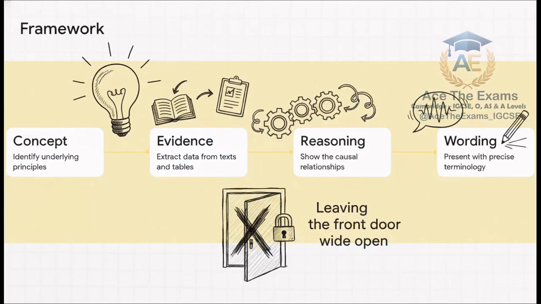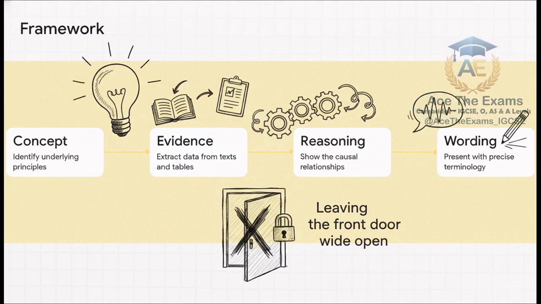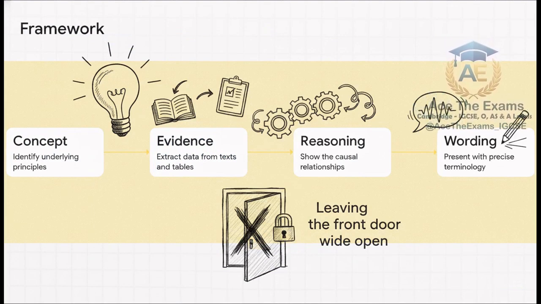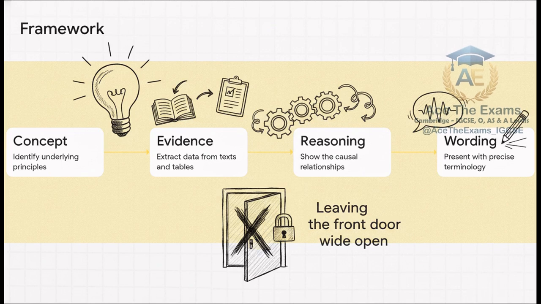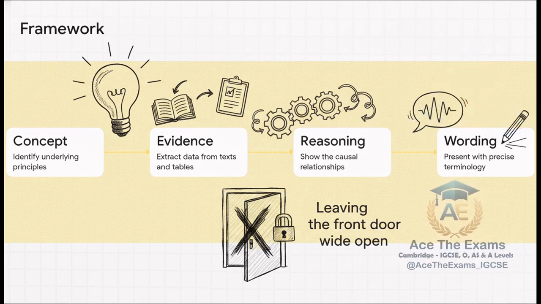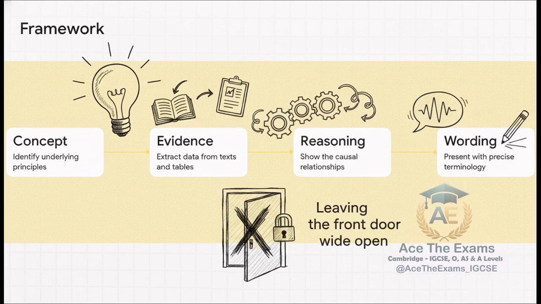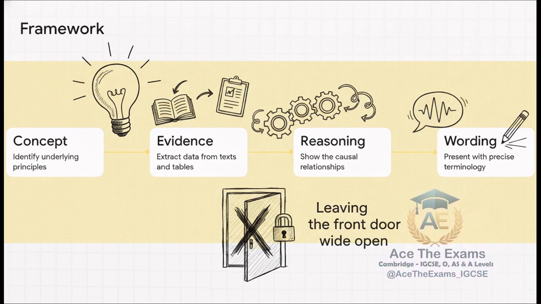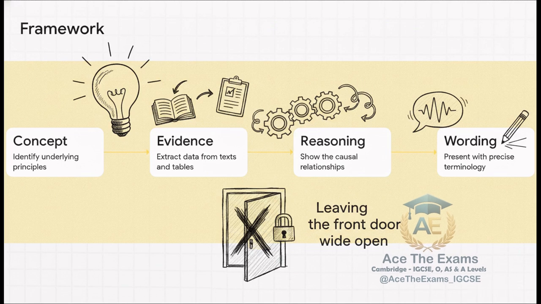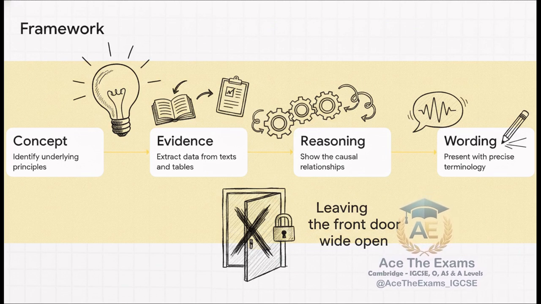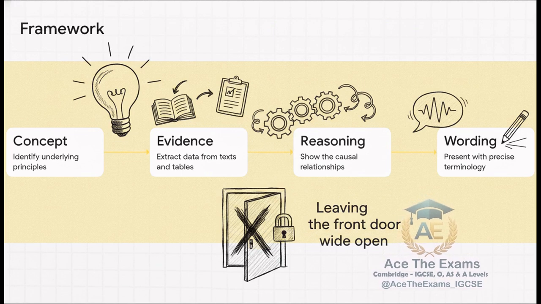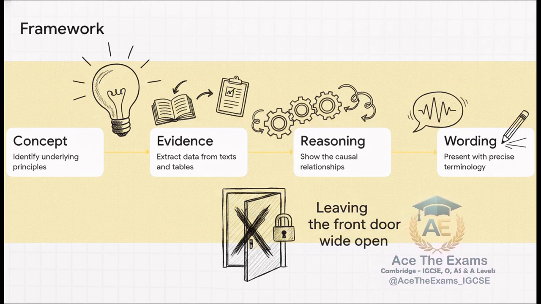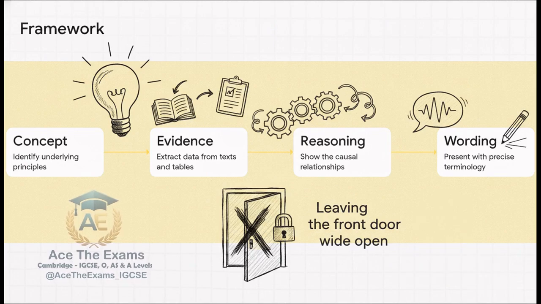To absolutely nail these method marks on tricky past paper problems, you've got to follow this exact 4-step procedural framework every single time. First, step 1, you identify the underlying concept. Then, step 2, extract the evidence or data straight from the texts and tables they give you. Step 3, apply your scientific reasoning to show those causal relationships. And finally, step 4, present the whole thing using precise examiner wording. Seriously, skipping even one of these steps is like leaving the front door to your grade wide open.